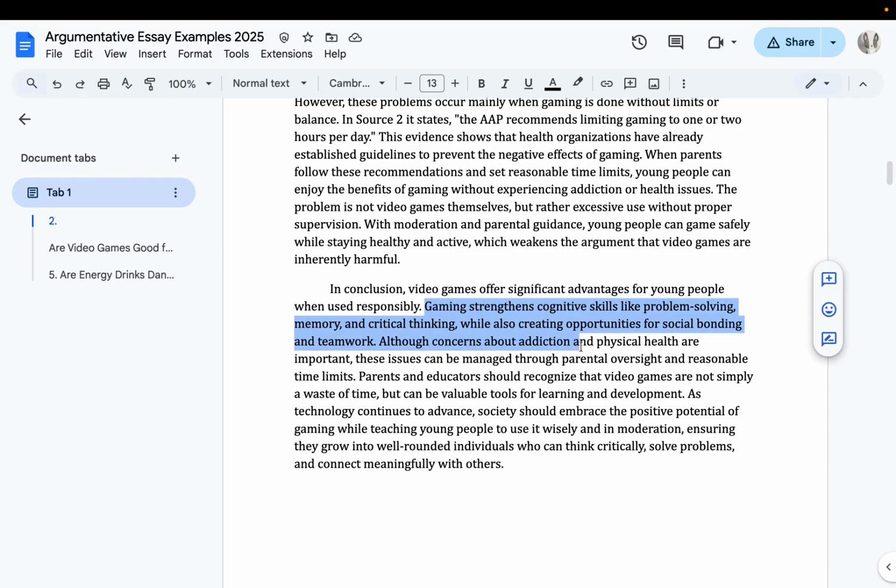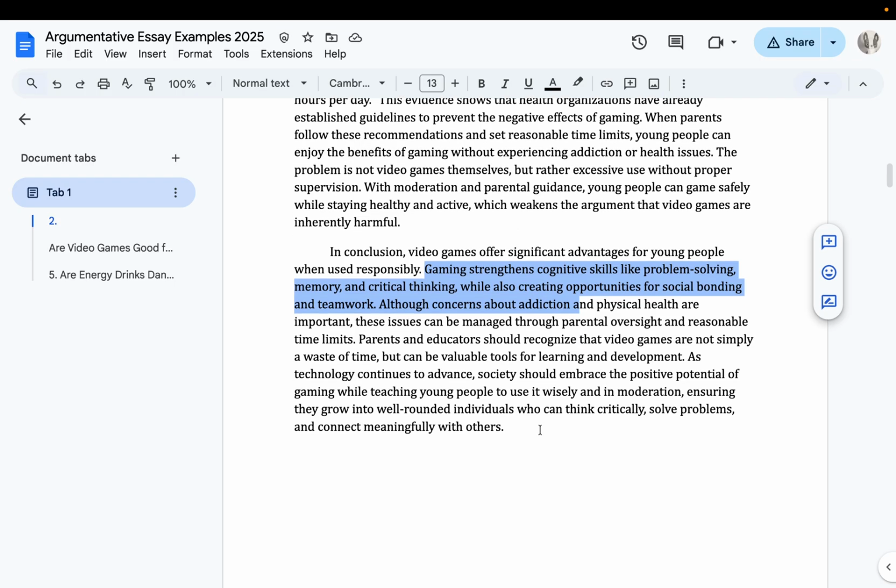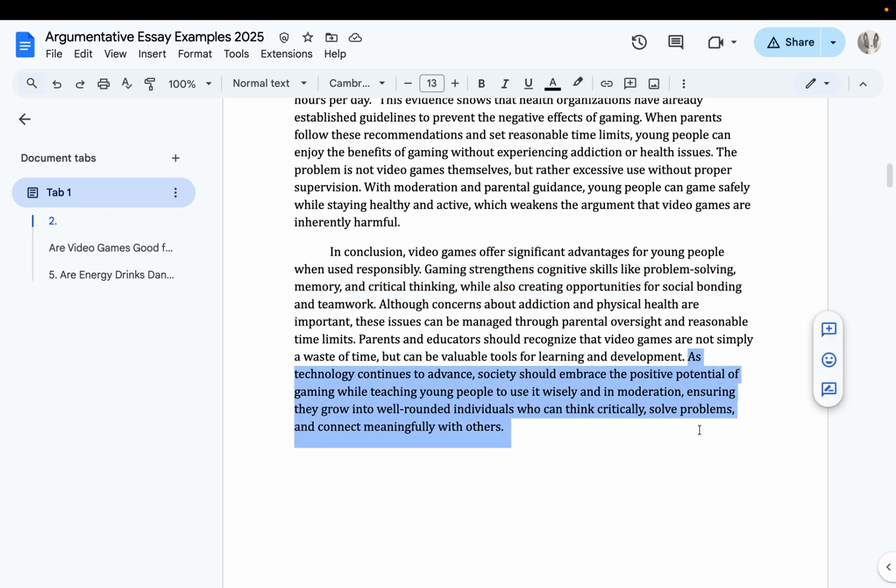Gaming strengthens cognitive skills like problem solving, memory, and critical thinking, while also creating opportunities for social bonding and teamwork. Although concerns about addiction and physical health are important, these issues can be managed through parental oversight and reasonable time limits. So here again, they go into the summary of key points. And here we have this thing called the wish for the world, or the big takeaway. As technology continues to advance, society should embrace that positive potential of gaming while teaching young people to use it wisely and in moderation. Okay.